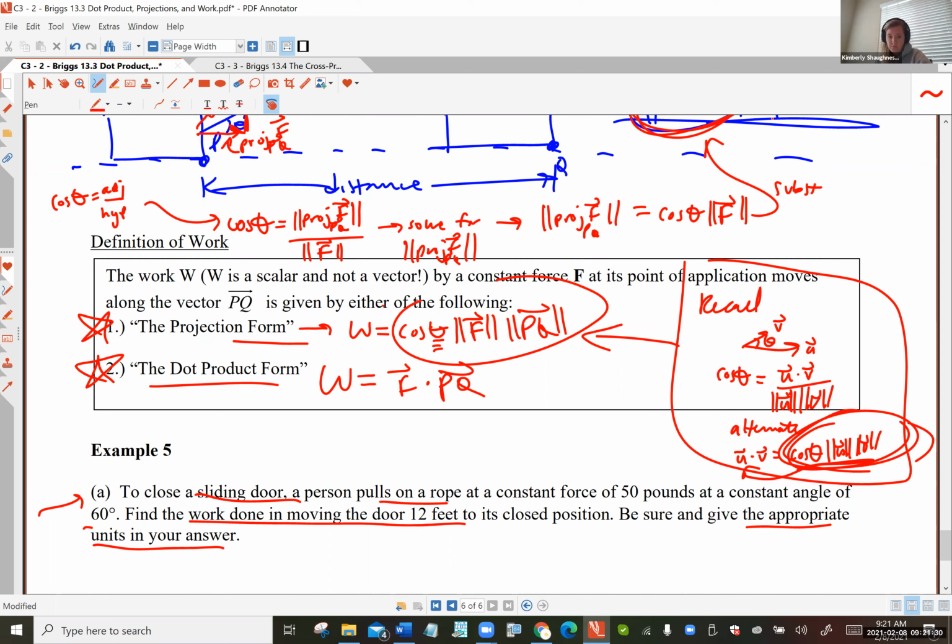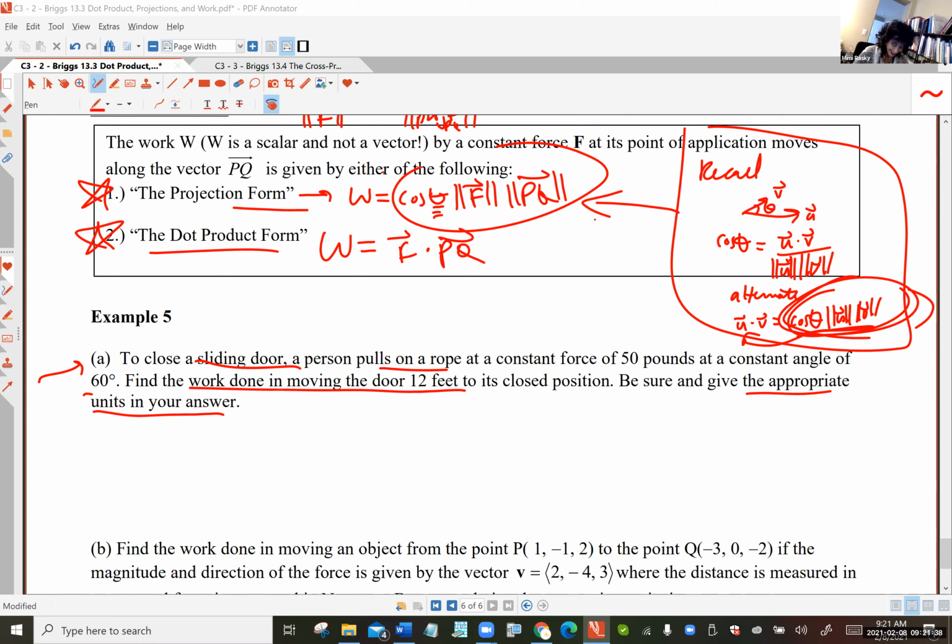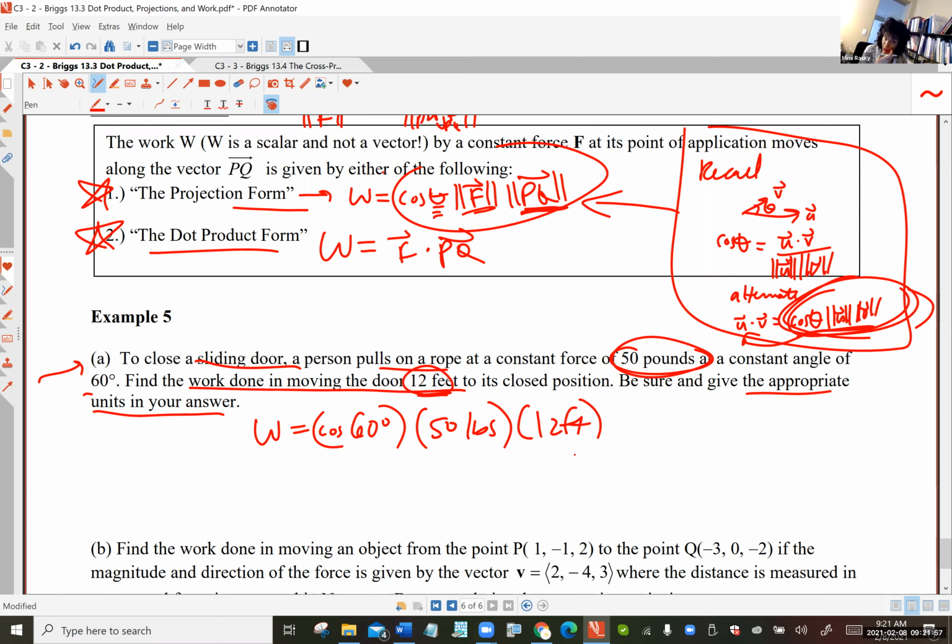Projection. Good. How did you know, Kimberly? Because it gave you an angle. Awesome. That's exactly right. They gave you the distance, the 12 feet, which is the magnitude of PQ, and they gave you the force magnitude, 50 pounds. So your work is going to be cos 60 degrees times the magnitude of F, 50 pounds, times the distance the door moved, 12 feet to close.